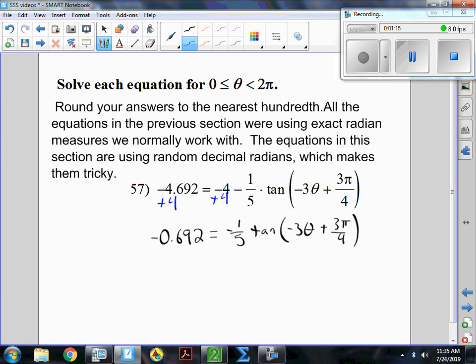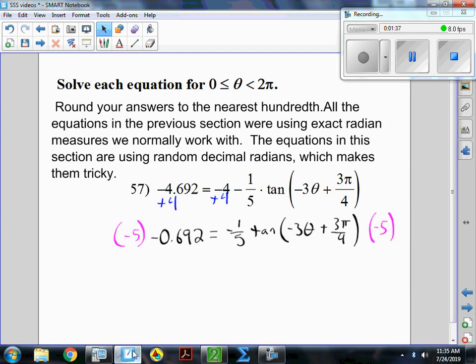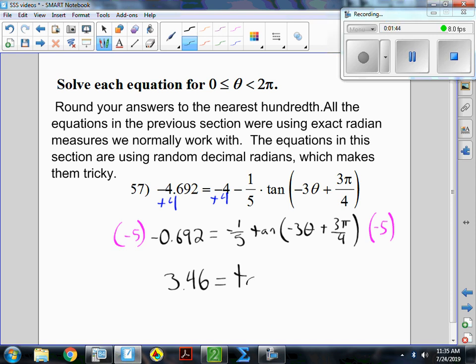Okay, then I want to multiply both sides by negative 5. And use my calculator. So negative 5 times negative 0.692, or 5 times 0.692. This would be 3.46. So 3.46 equals tangent of negative 3 theta plus 3 pi over 4.